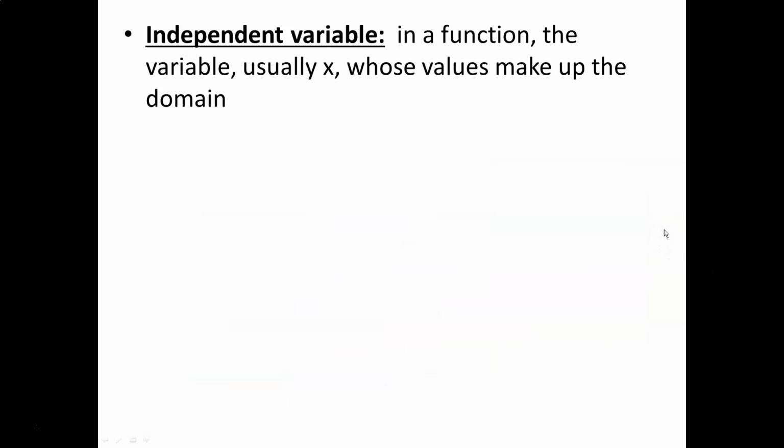Okay, the independent variable. In a function, the variable is usually an x, and that variable makes up the domain. This is the thing that doesn't depend on anything. It's happening whether we like it or not. Time is always an independent variable because we can't change time. We can't adjust the time.